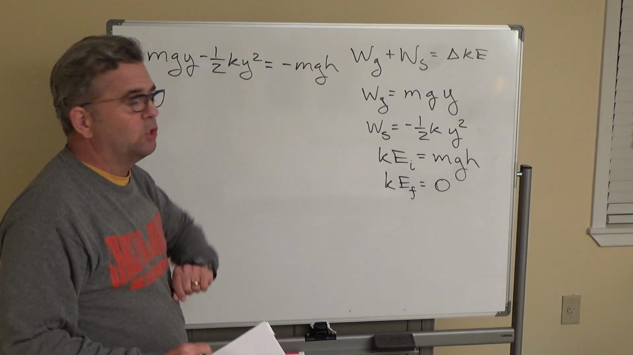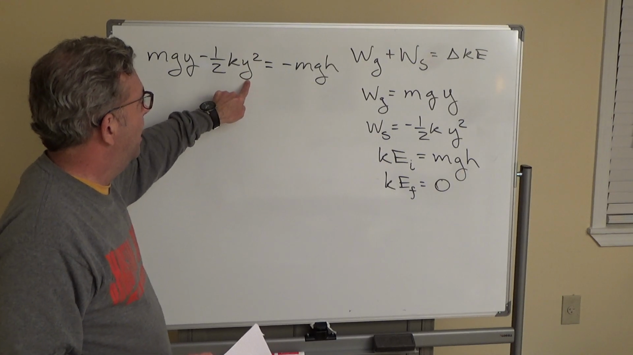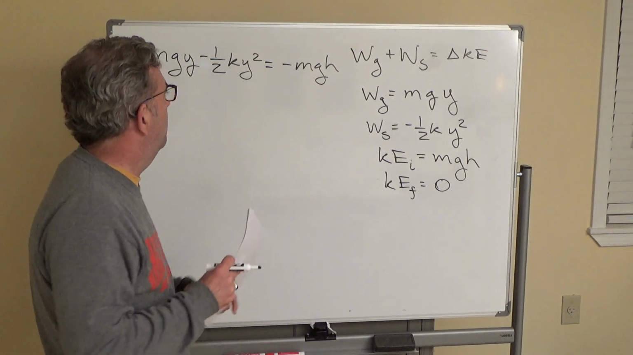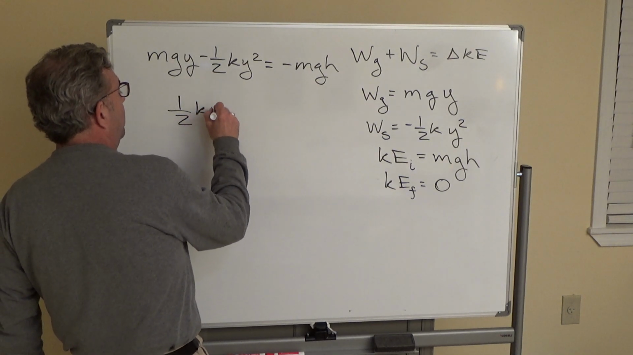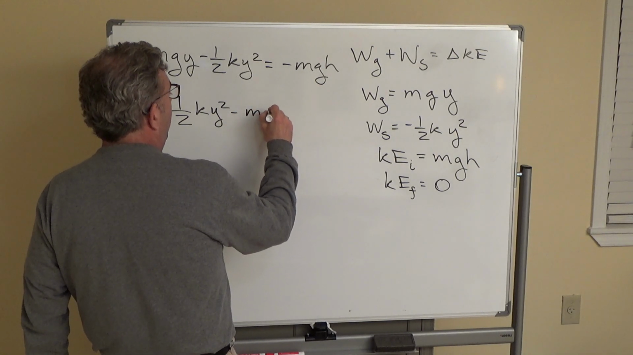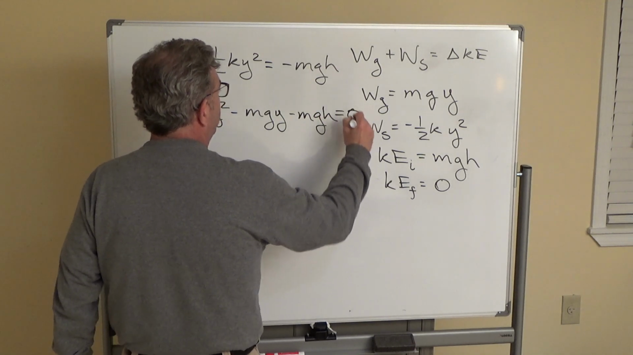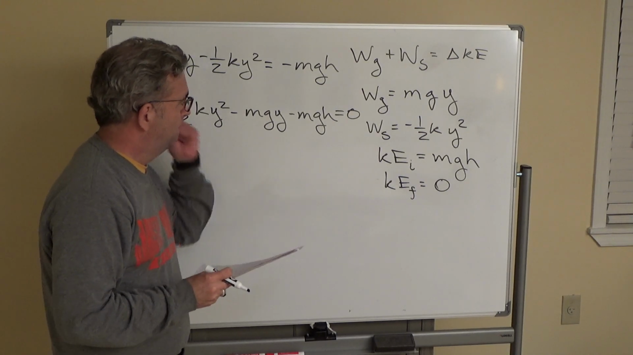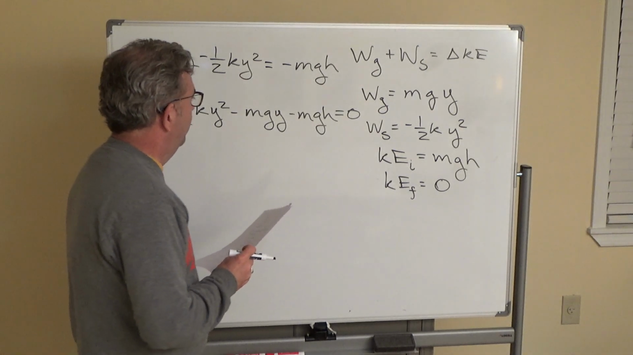This is an equation that's quadratic in y. This is the linear term, this is the quadratic term, this is the constant term. So I'm going to put it in quadratic form, and you get 1/2 Ky squared minus mgy minus mgh is equal to 0. Okay?